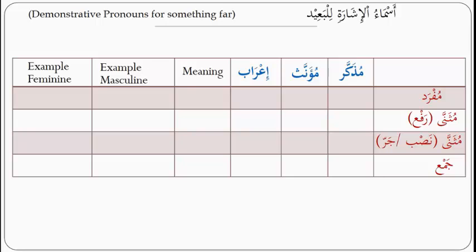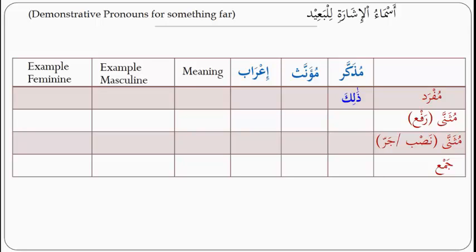Demonstrative pronouns for something far. Asma'ul isharati lil ba'id. Okay, now we have the table that we already discussed on the previous page, so we don't need to go over that again, because all the asma are going to have these three categories: mufrad, musanna, and jam, and they're going to have those two categories for gender: muzakkar and muannas. Okay, so let us start, right?